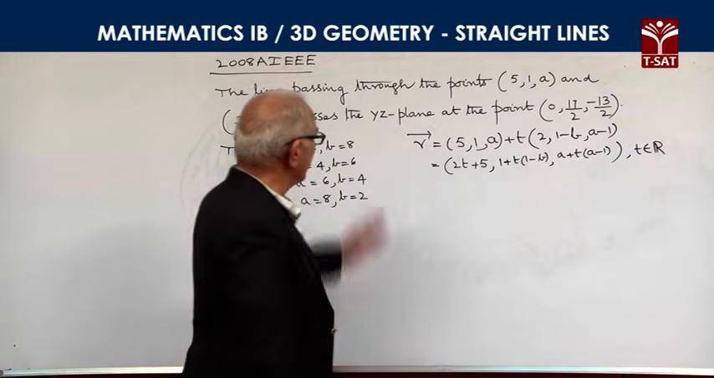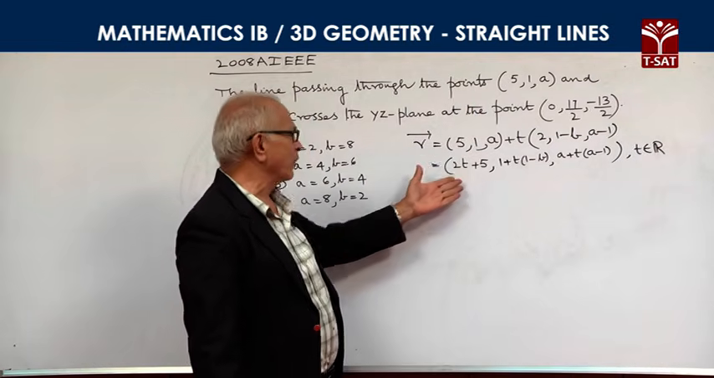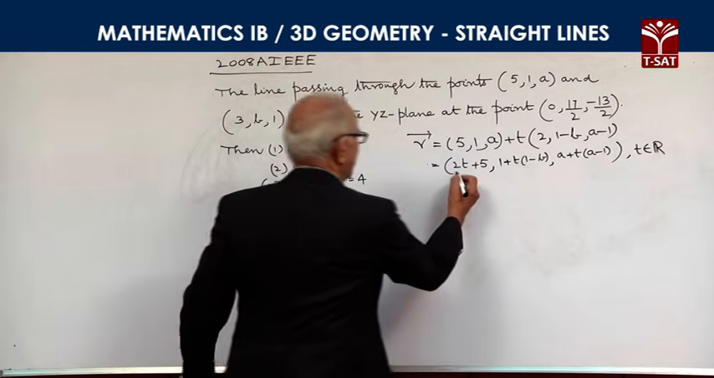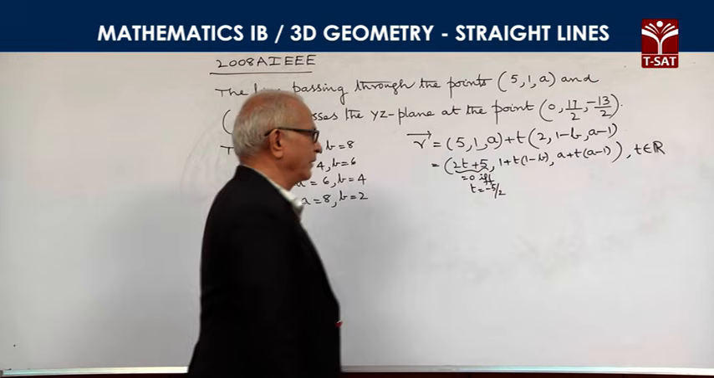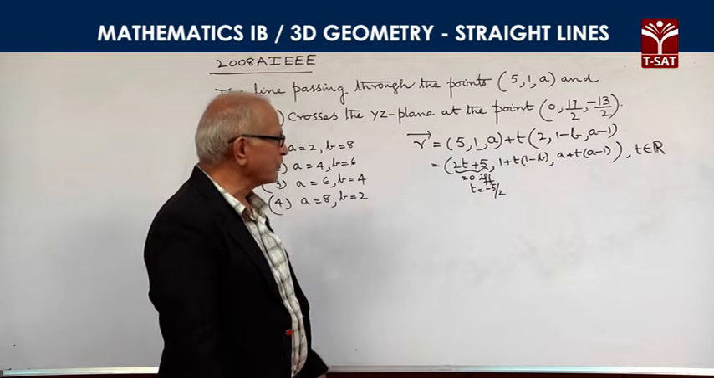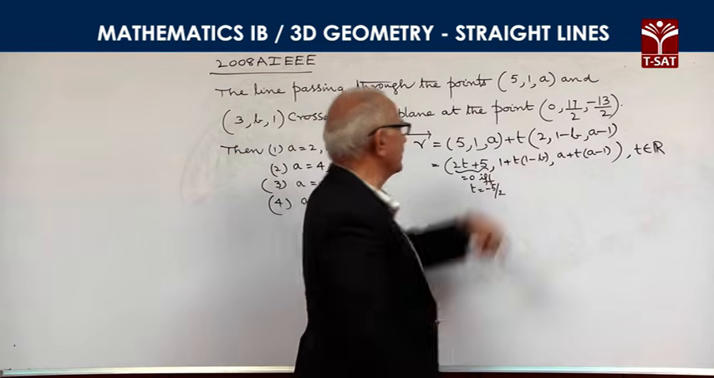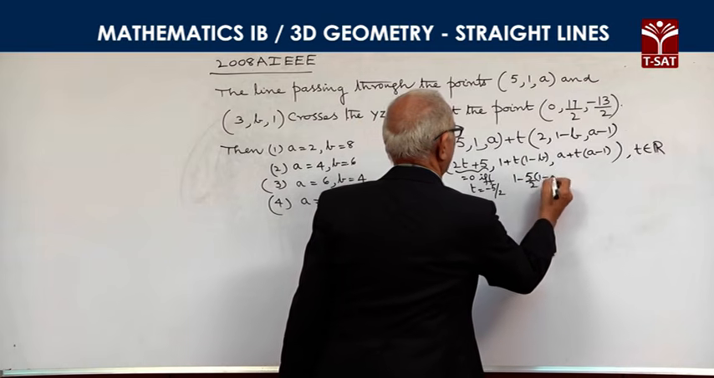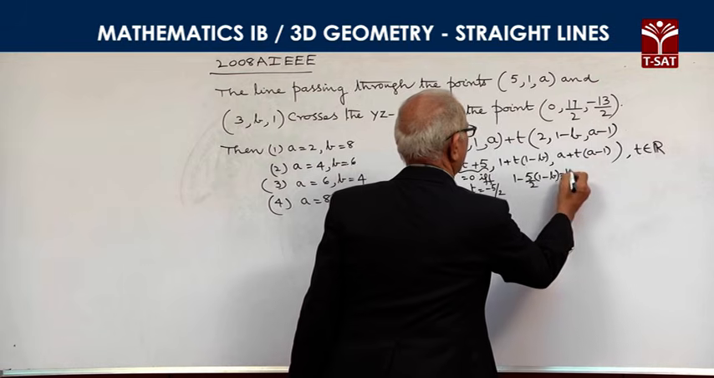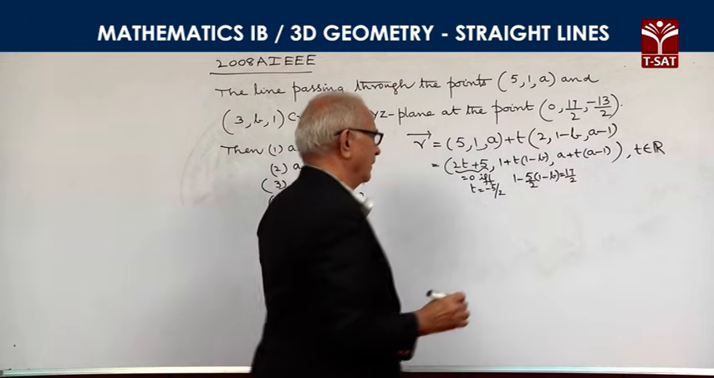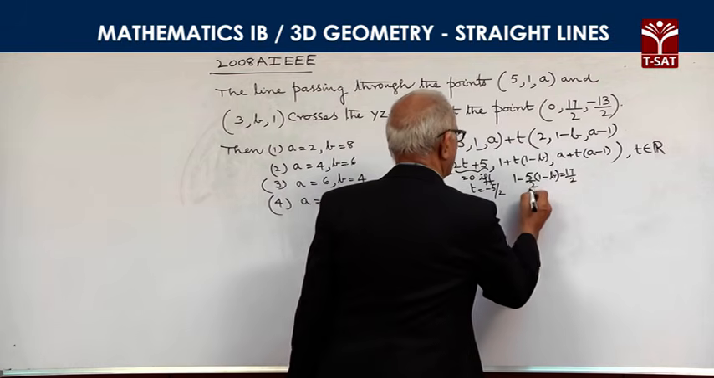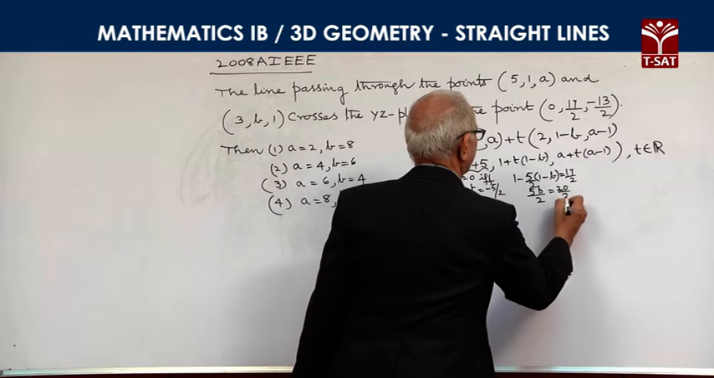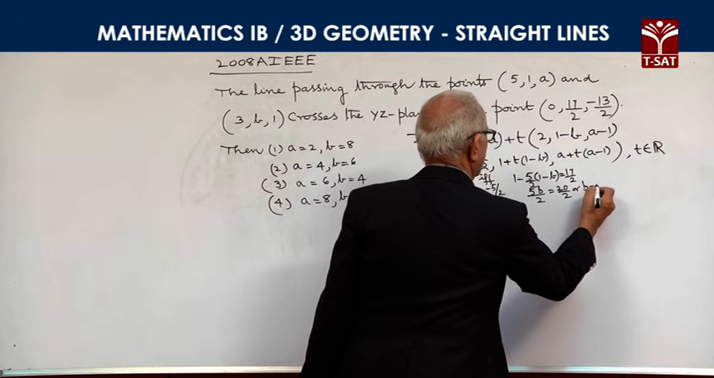If the line meets the yz plane at this point, the x-coordinate must be 0, and the x-coordinate is 0 for the value of t equal to minus 5 by 2. When t equal to minus 5 by 2, this must be equal to 17 by 2. So 1 plus, minus 5 by 2 into 1 minus b, equal to 17 by 2. So 5b by 2 is equal to 20 by 2, or b equal to 4.